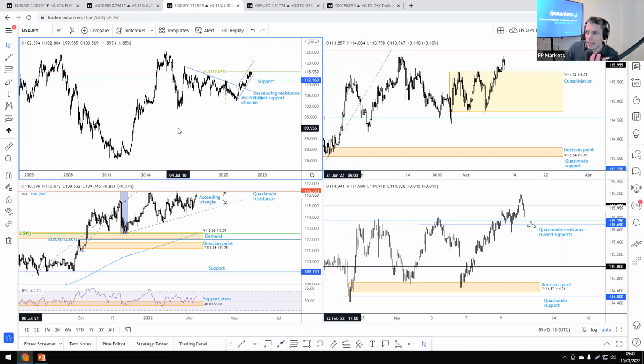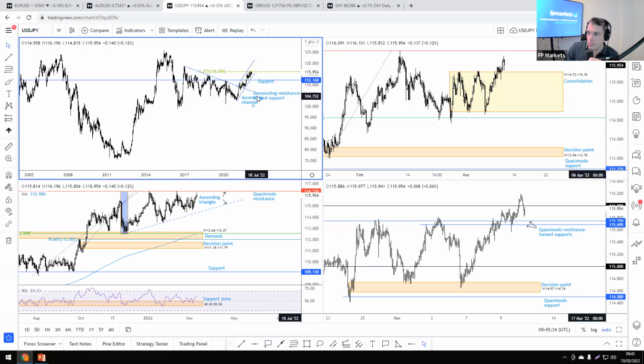But look, this is the key thing here. Do you remember what I was saying about primary trend and secondary trend? We have a primary trend at this point here. This is a correction, a secondary correction. Now, within this correction, we're looking at really clear bullish price action.